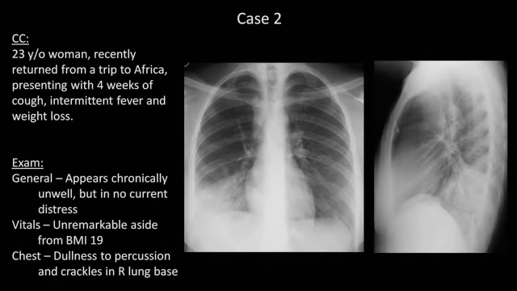Case 2. A 23-year-old woman, recently returned from a trip to Africa, presents with 4 weeks of cough, intermittent fever, and weight loss. The first thing you probably noticed was the dense opacification of the right lower lung field on the PA film. Examining the lateral film, we see that the patient has an opacity in the inferior posterior part of the lung. Thus, this opacity is in the right lower lobe.